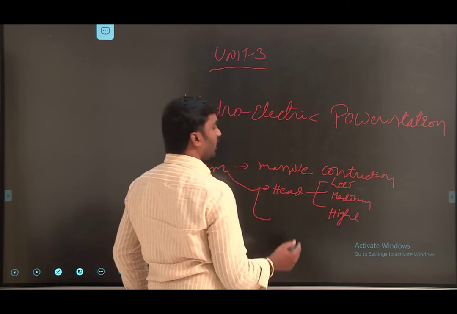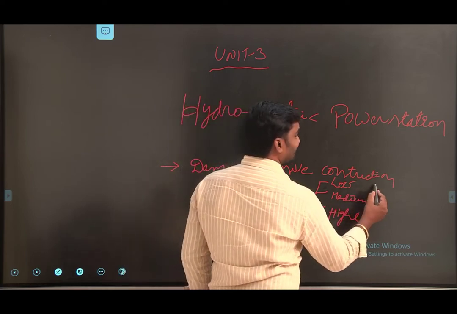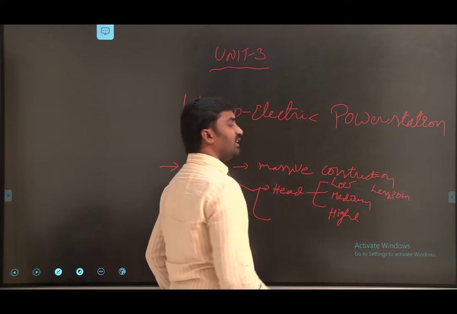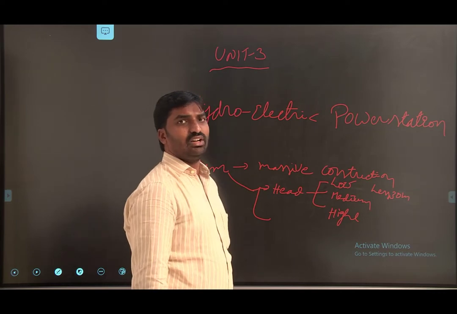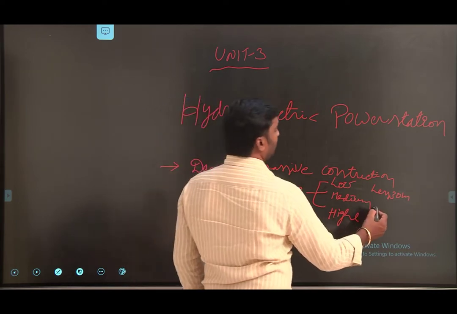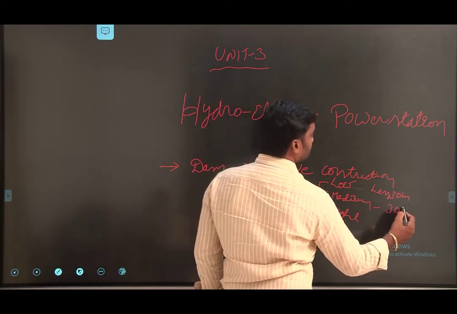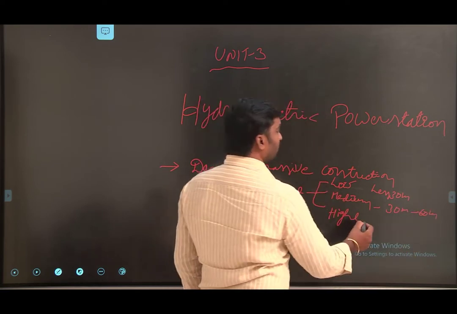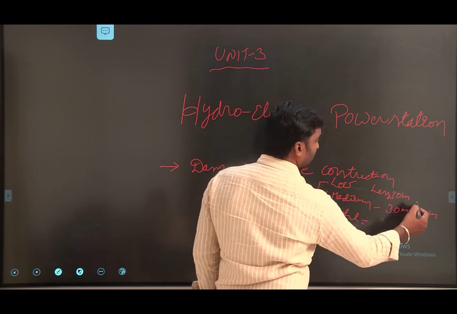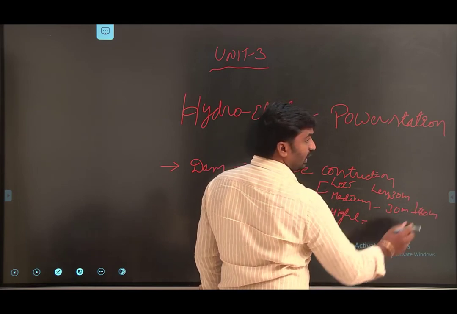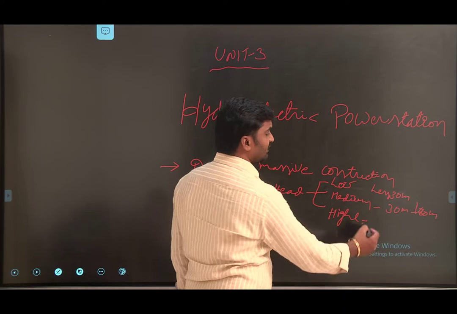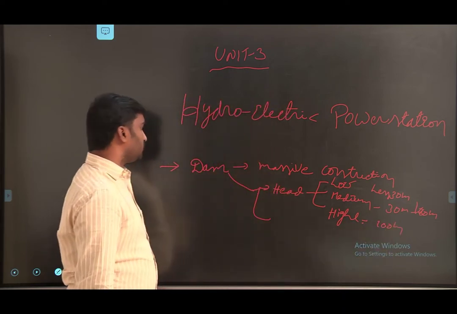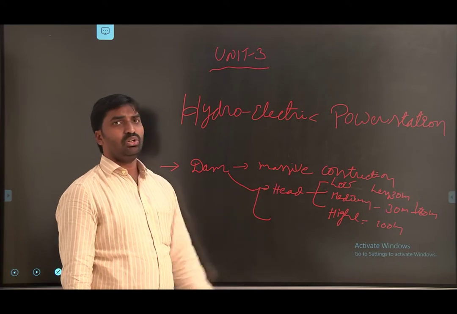Low head is a dam height less than 30 meters. When the dam height is between 30 meters and 60 meters, that is known as medium head. Here, 30 to 100 meters. Above 100 meters, the dam is known as high head. So based on the head, the dam is divided into 3 parts.